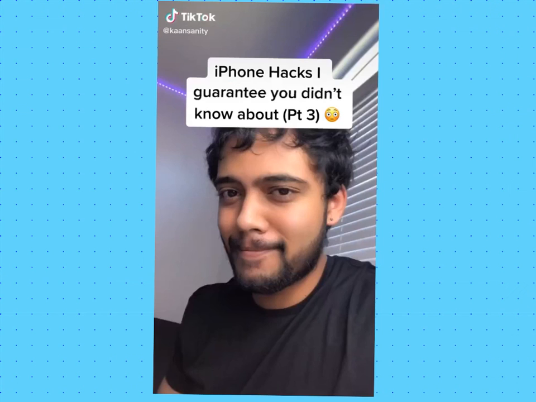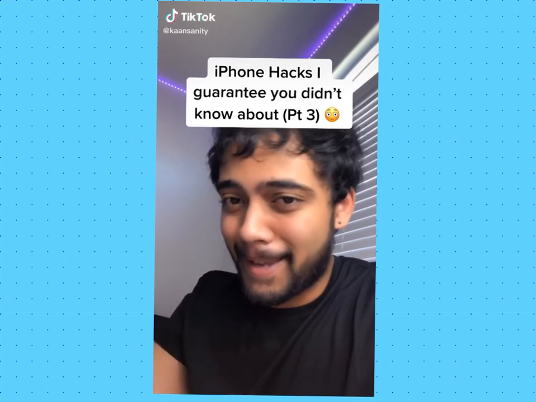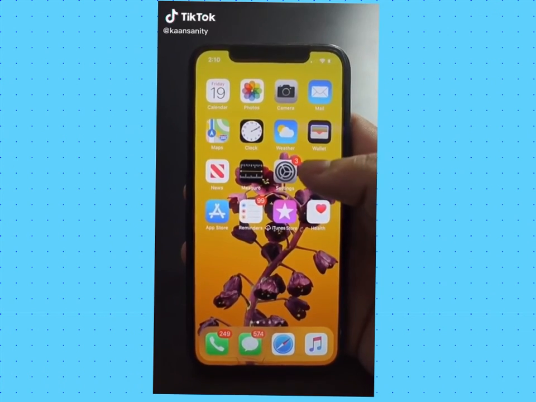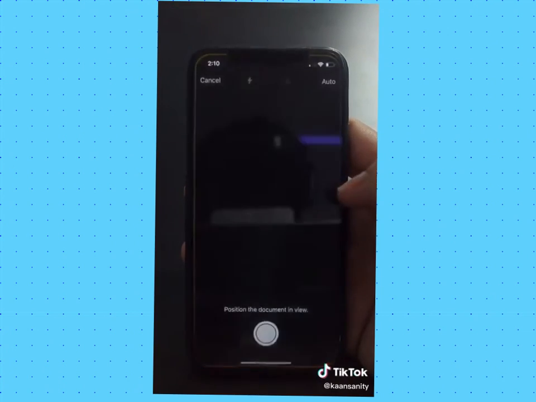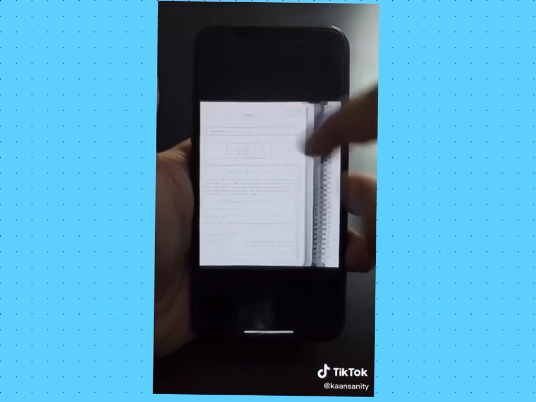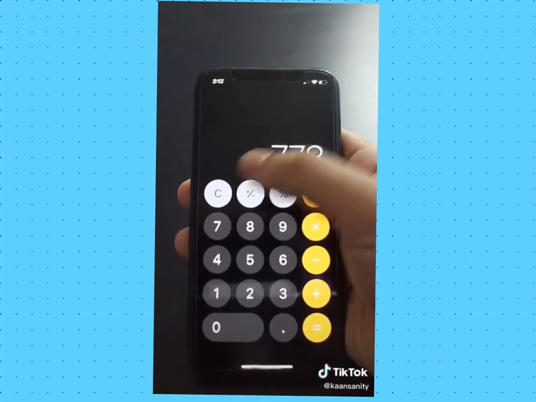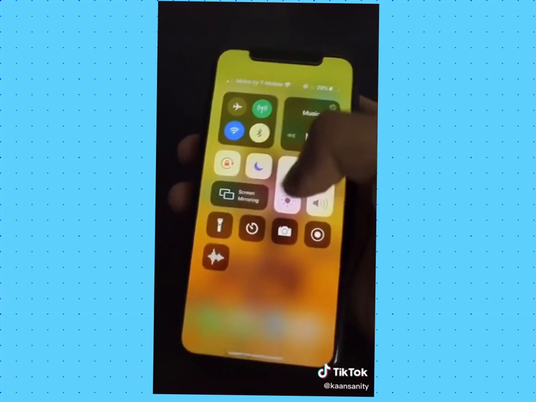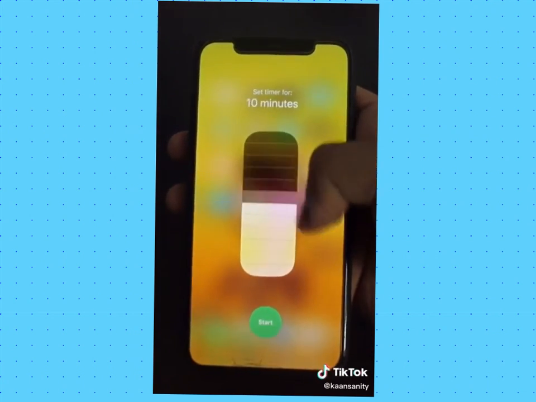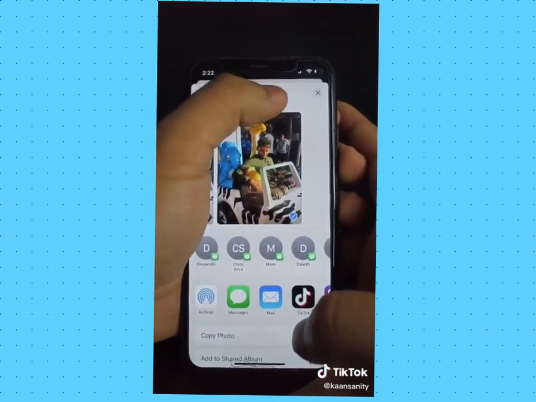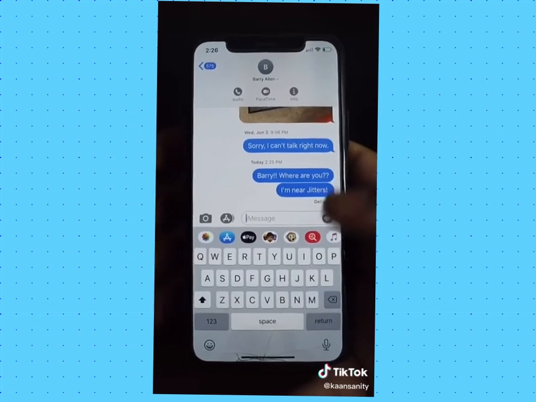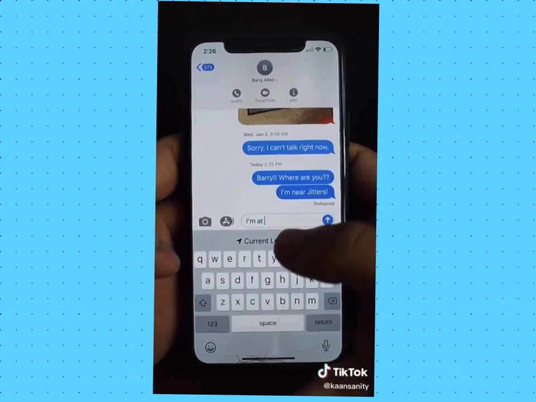Here's some iPhone hacks I guarantee you didn't know about, part 3. Go to the Notes app and click on Scan Documents. Now you're going to be able to scan anything into PDFs. If you make a mistake on the calculator, swipe left to delete. Tap and hold the timer button to set your timer much faster. When sharing photos with friends, click on Options and turn off location data. Send anyone your location on iMessage by typing I'm at.